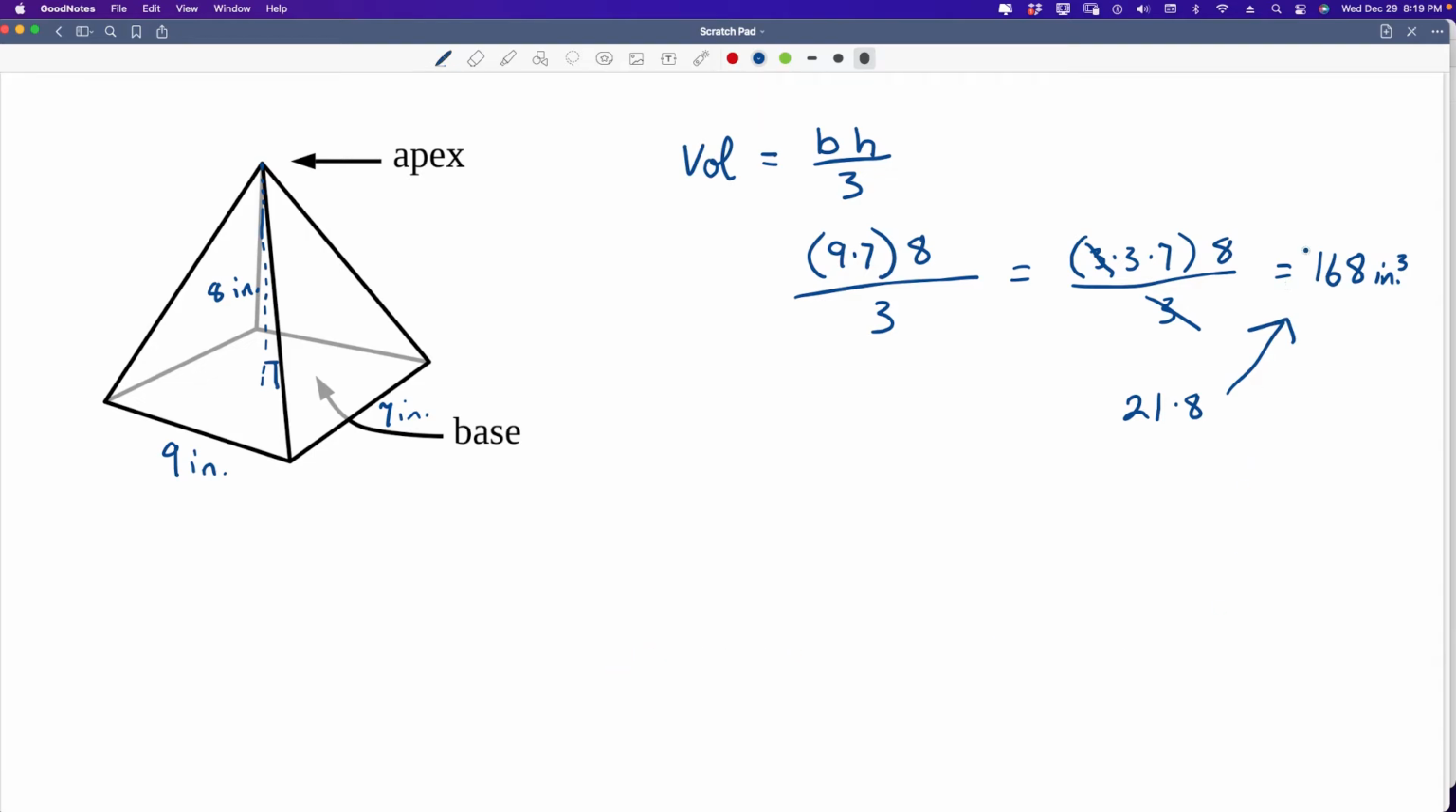So let me clear this. If you haven't written this down, this was 168. Okay? Pause and write it down. I'm about to clear the page.